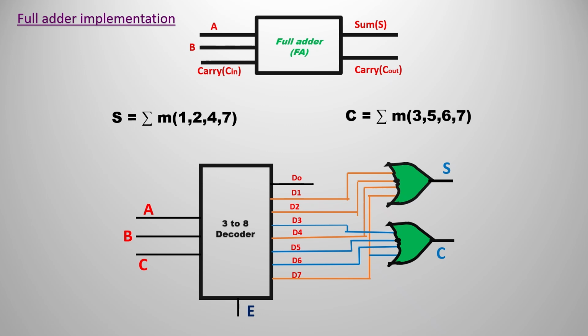So if you observe sum, that is 1, 2, 4, 7, it will be connected directly to the OR gate, and for carry 3, 5, 6, 7 is indicated with the blue color, and for the sum it is indicated with the orange color, if you can observe there. So this is the implementation with the help of a 3x8 decoder.